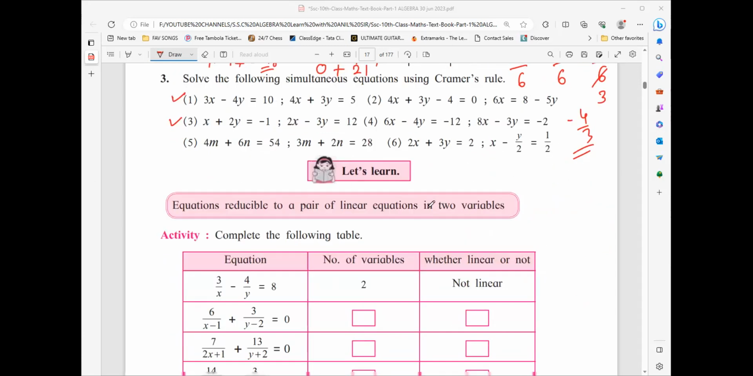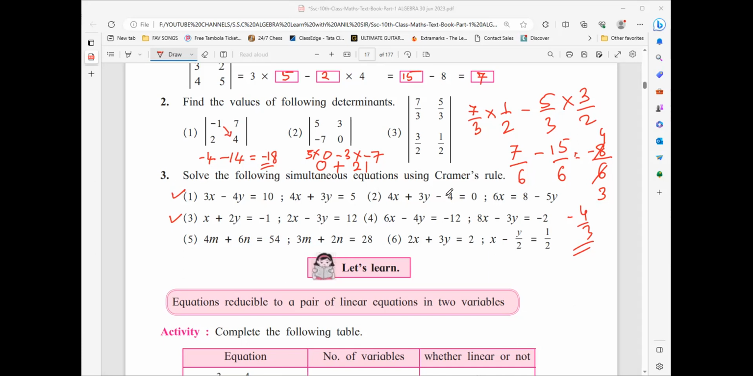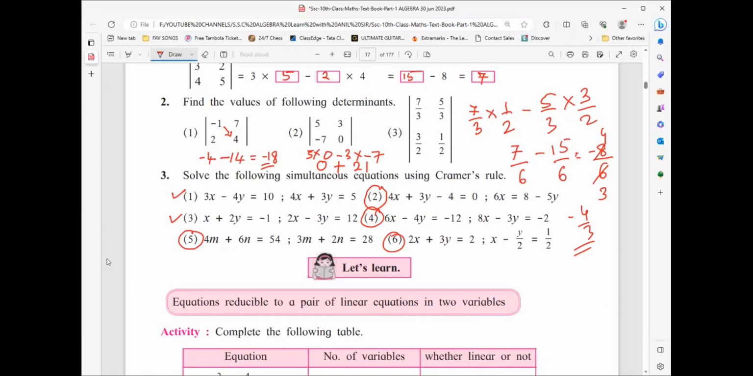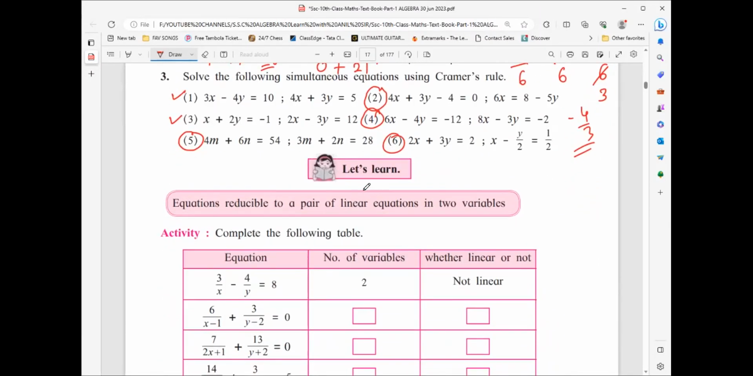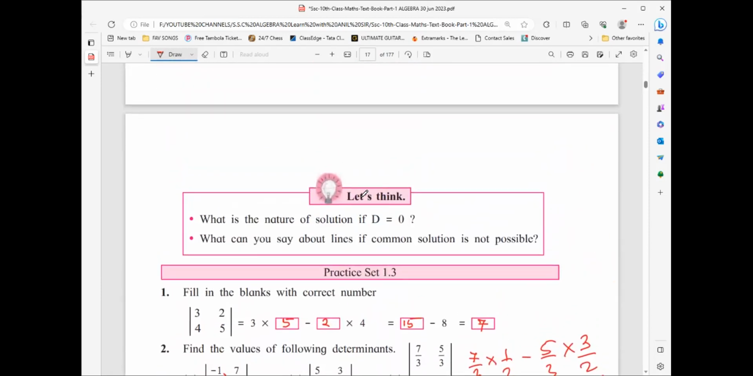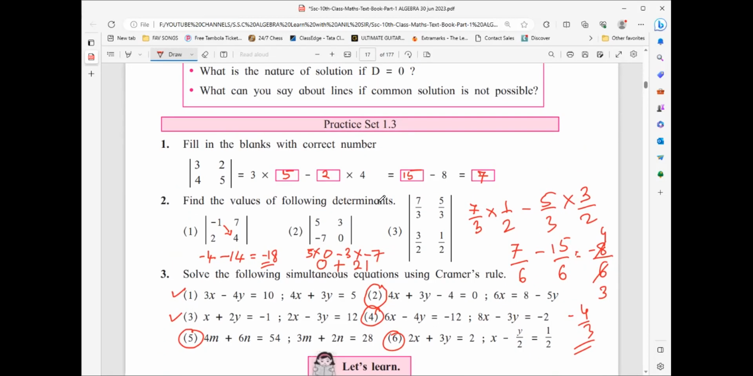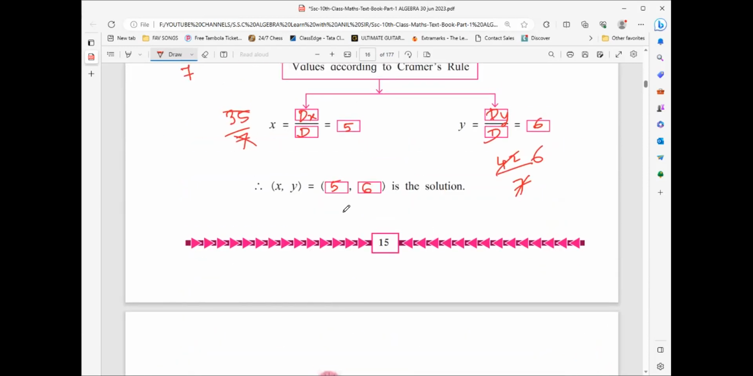So I hope you all can do the remaining sums, which is actually, I'll just mark it with a circle. 4x plus 3y minus 4 equal to 0. 6x is equal to 8 minus 5y, and other equations you can try. So 1 and 3 we have done. So 2, 4, 6 and 5 you can try at home. Okay. So that completes Cramer's rule, solving simultaneous equations using Cramer's rule.